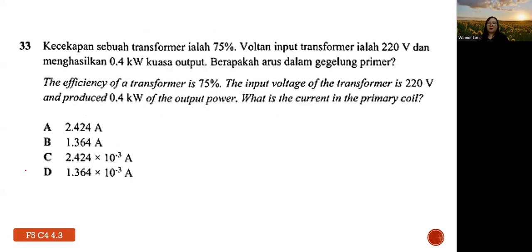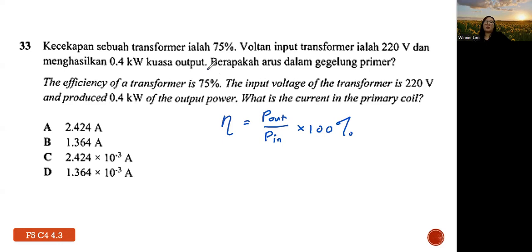33. The efficiency of a transformer is 75%, and the input voltage of the transformer is 220 volt and it produces 0.4 kilowatts of output power. So what is the current in the primary coil? Under the idea of transformer from Form 5, Chapter 4 electromagnetism, you only learn a few formulas for a transformer. One is about the number of turns and the voltage, right? And then if ideal, then output power equals input power. And lastly, the formula for efficiency, this is the symbol for efficiency, is output power divided by input power times 100%.